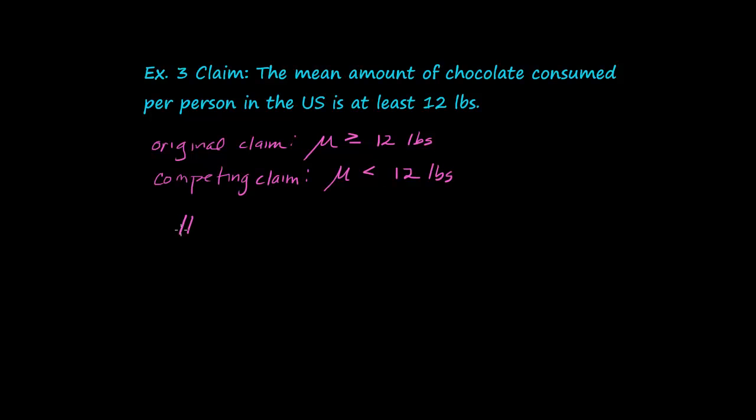So our null hypothesis is that the mean is 12 pounds, and the alternate hypothesis will now go with the competing claim, because the condition of equality is on the original claim, so what the competing claim says is the mean is less than 12 pounds. So if you write it out this way with the original claim, the competing claim, you won't ever get your alternate hypothesis wrong.